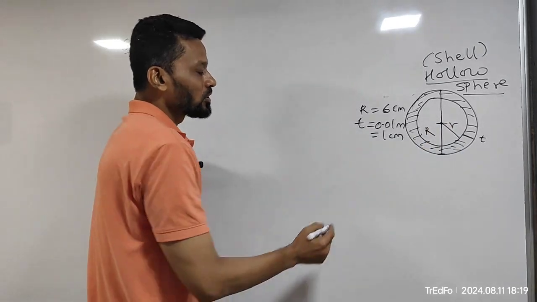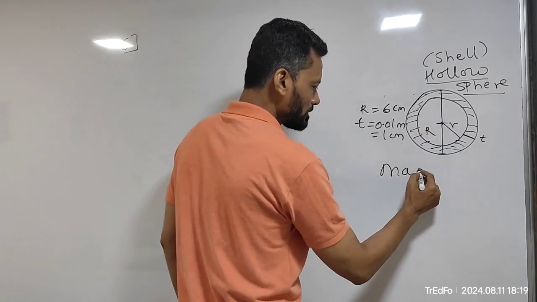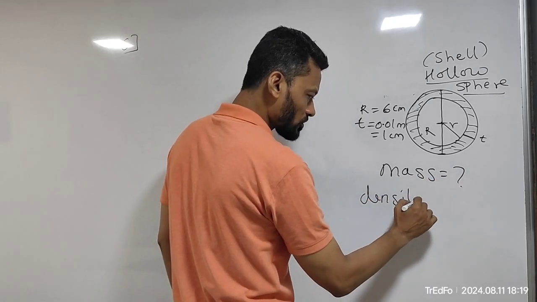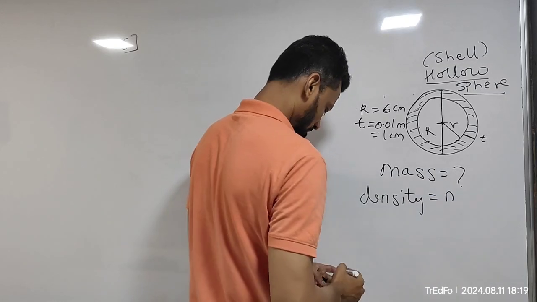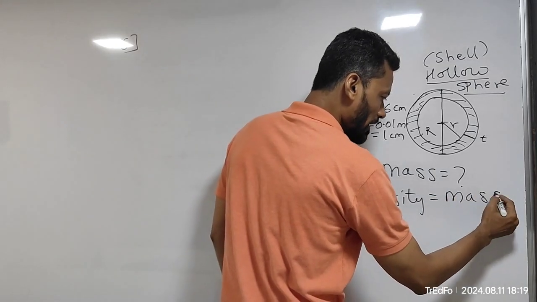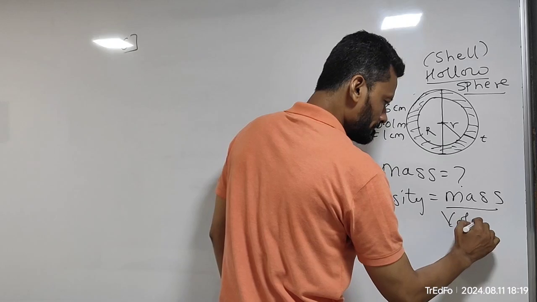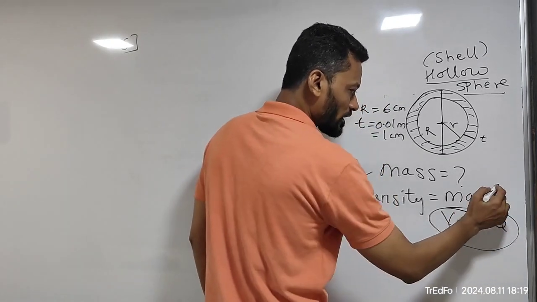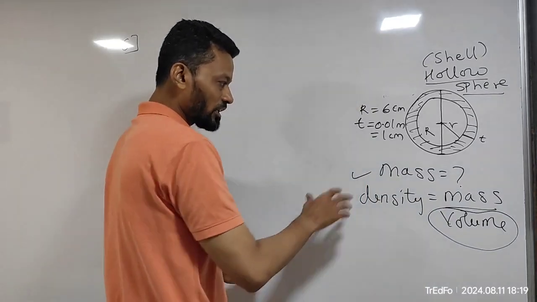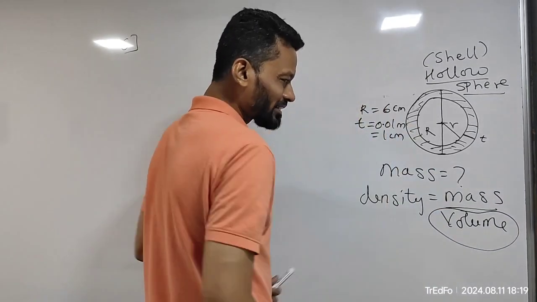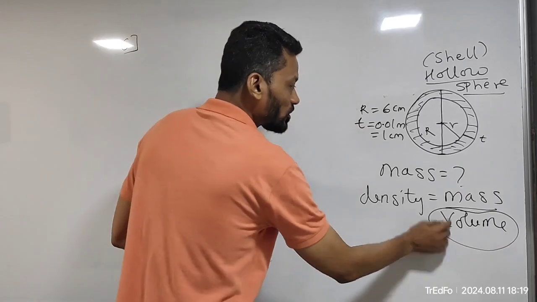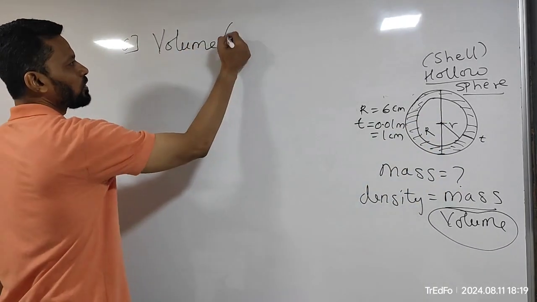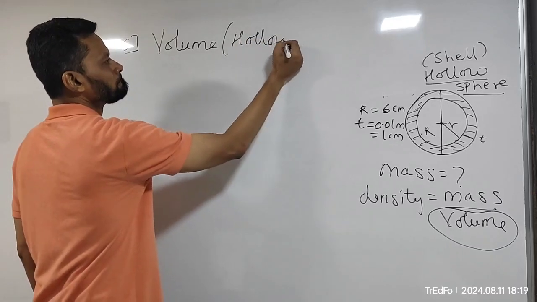Why? Because they have asked mass. And for mass we need to understand that there is a formula which is called density equals mass upon volume. So density is given, we need volume because we have to calculate mass. So we keep this formula in our mind and let's move ahead. We need the volume. So the first job is to find the volume of the hollow sphere.